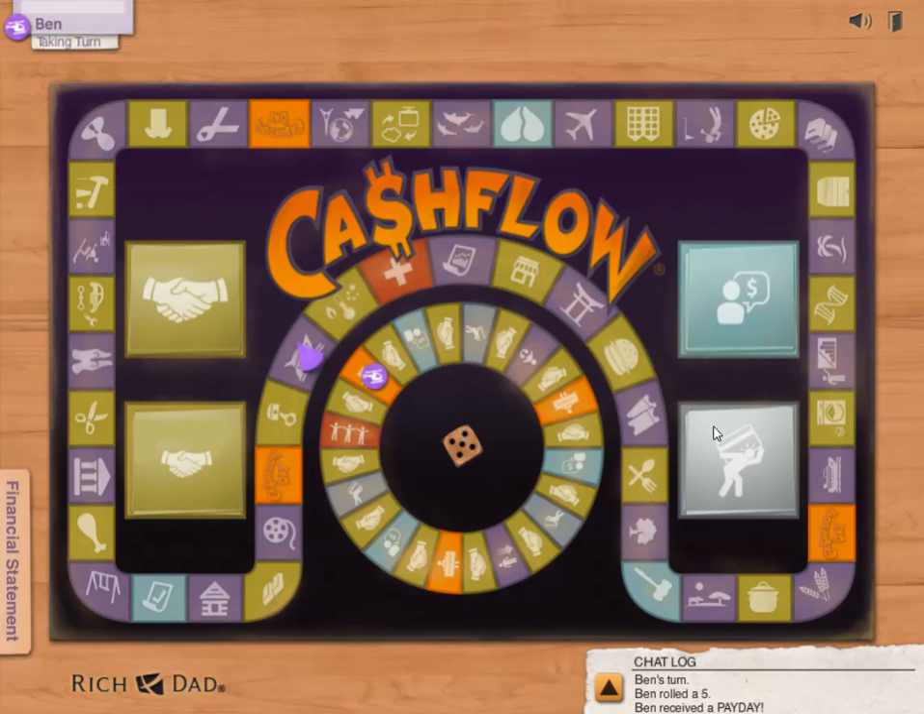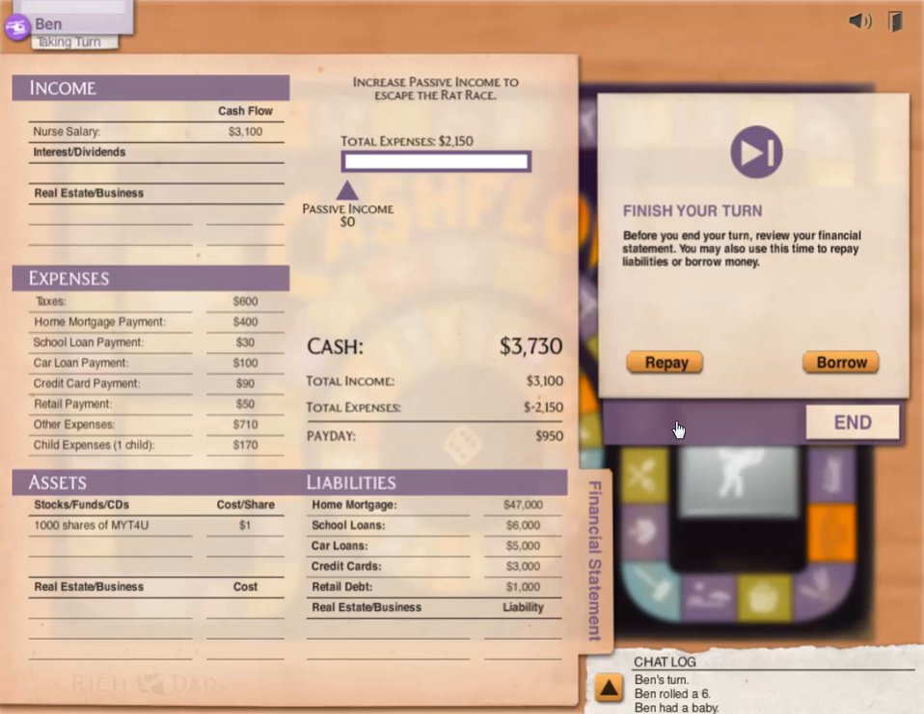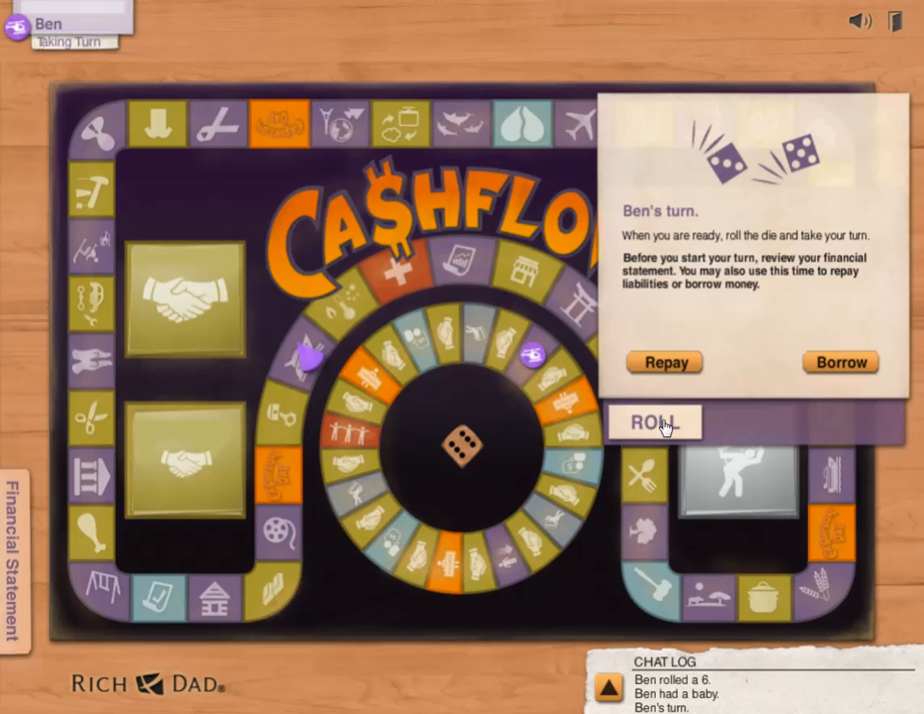Alright, so we got a little bit of extra cash now, so let's keep rolling. Oh, that's no good, we got a baby. So now we've increased our expenses by $170. But that's okay, not to worry. These things happen in life.